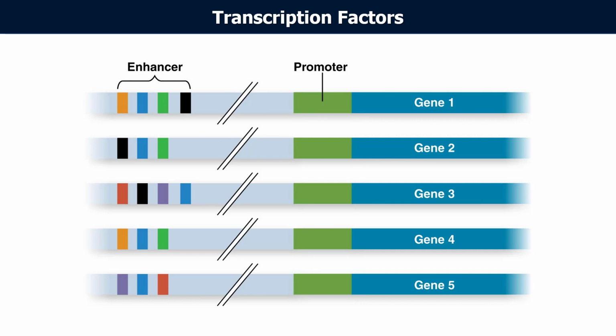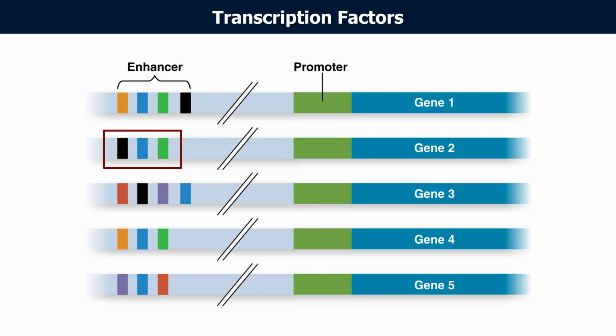Now notice that each gene has a slightly different enhancer region. The colors are referring to a little sequence there where a transcription factor can bind, and the color tells us what kind of transcription factor is necessary. So if we look at gene 1, we need an orange transcription factor to bind, a blue one to bind, a green one to bind, and a black one to bind. And if all those transcription factors show up and bind to those enhancer regions, gene 1 will be turned on.